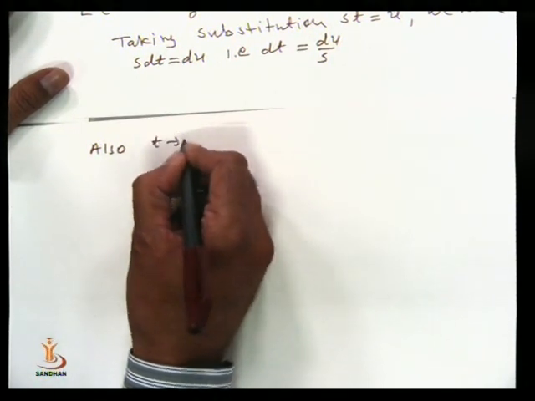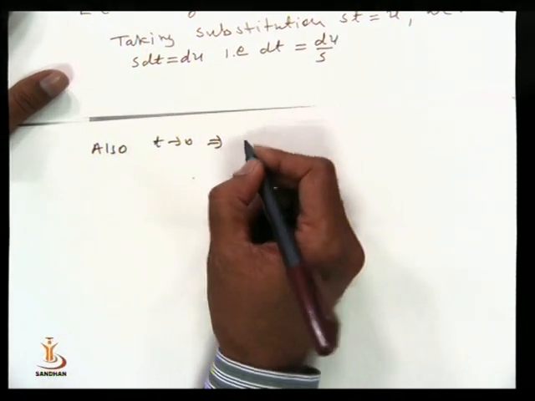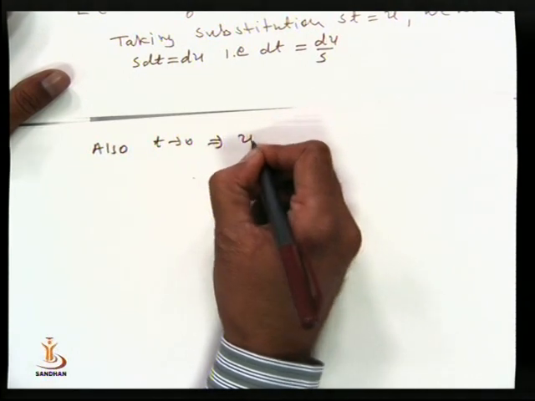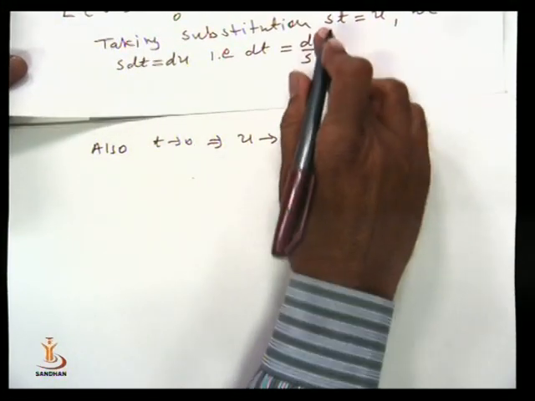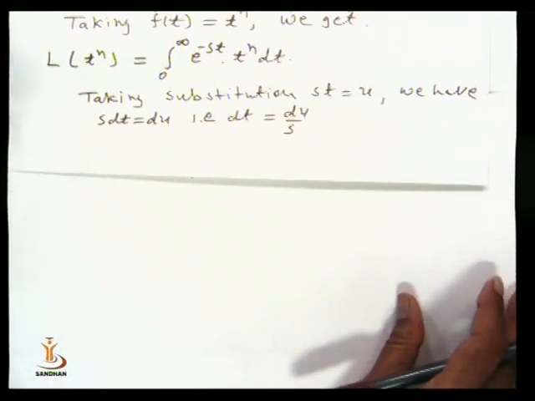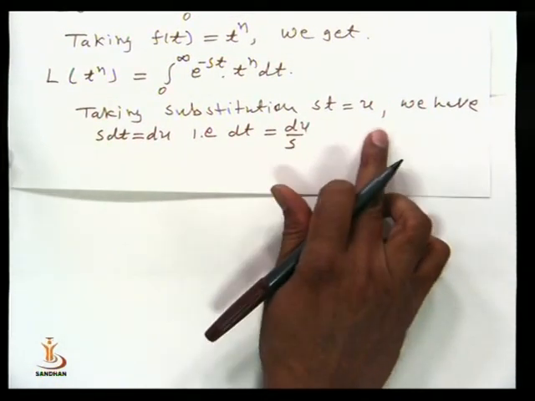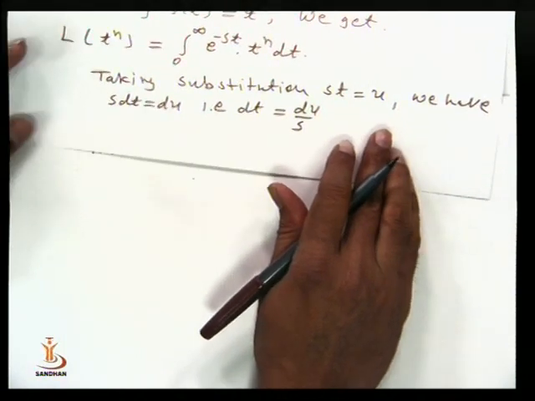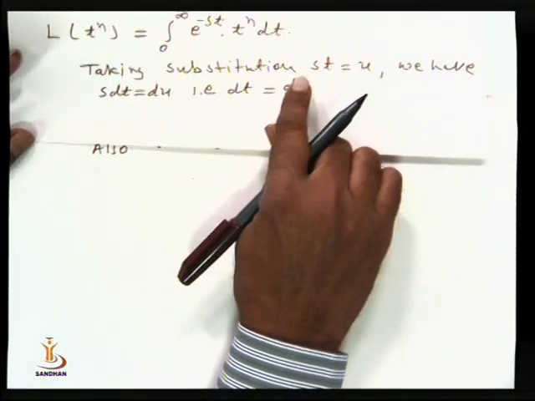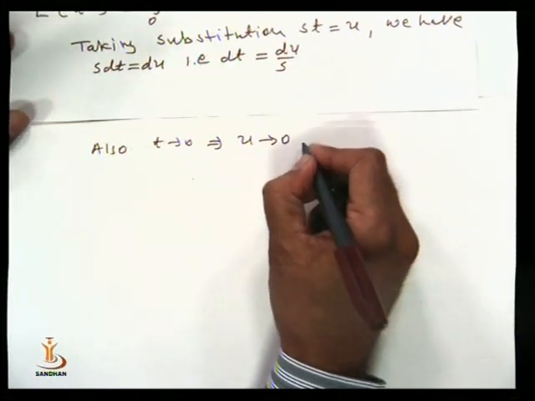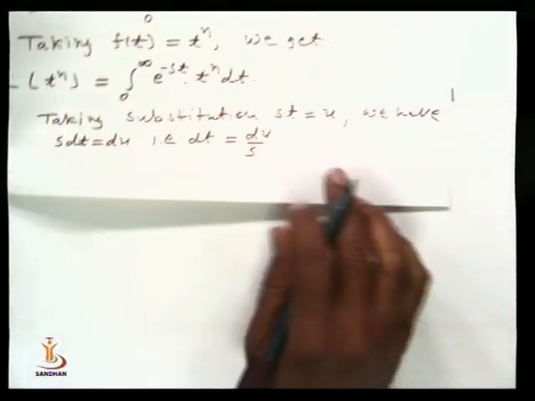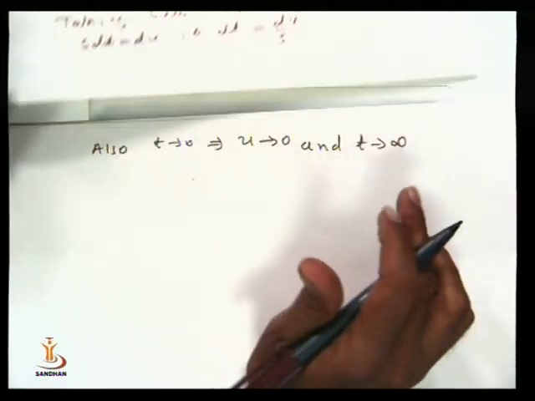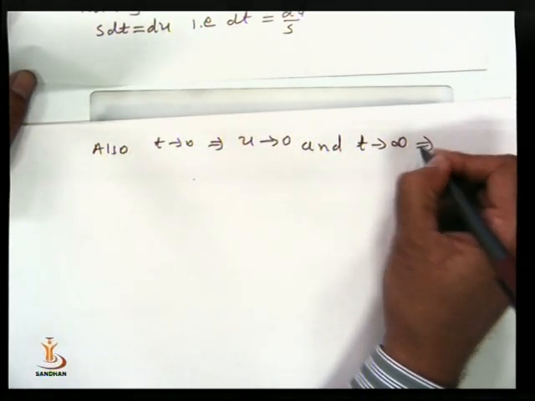Also t tends to 0 implies u tends to 0, because our substitution is st equal to u. So putting lower limit t equal to 0, we get u equal to 0. And t tends to infinity, that is u tends to infinity.